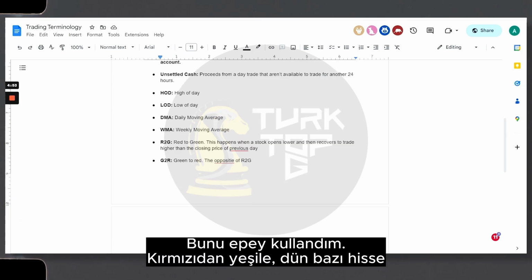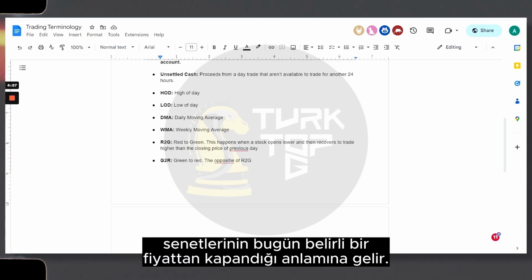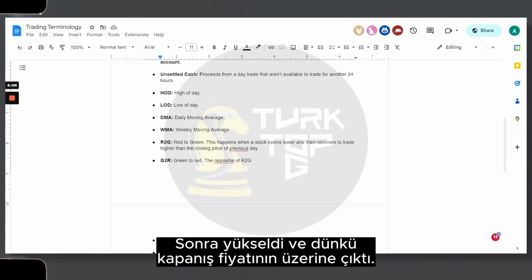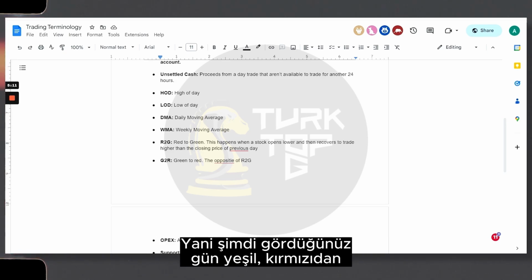It means red to green. What it means is yesterday some stock closed at a certain price. Today it opened at a price lower. So it was initially red or down on the day. Then it went higher and went above the closing price of yesterday. So now it's green on the day. You see, it went from red to green.